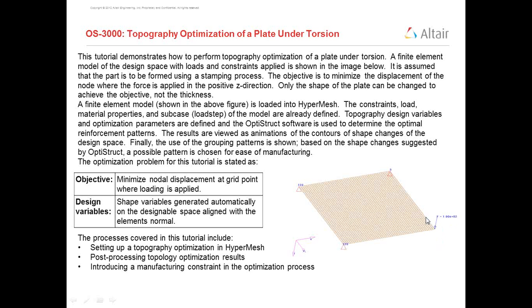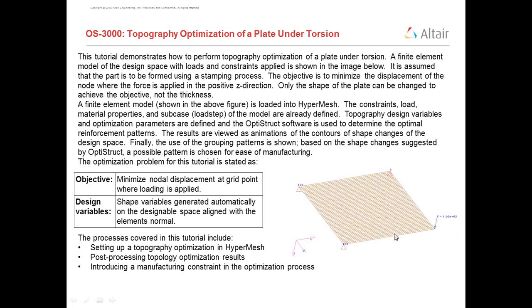So we are going to reduce the displacement. That's my objective for this topography optimization process. That is, z direction displacement should be minimized. Only the shape of the plate can be changed to achieve the objective, not the thickness. So topography optimization helps us to create the bead pattern. With the help of bead patterns, we can increase the stiffness of the components.